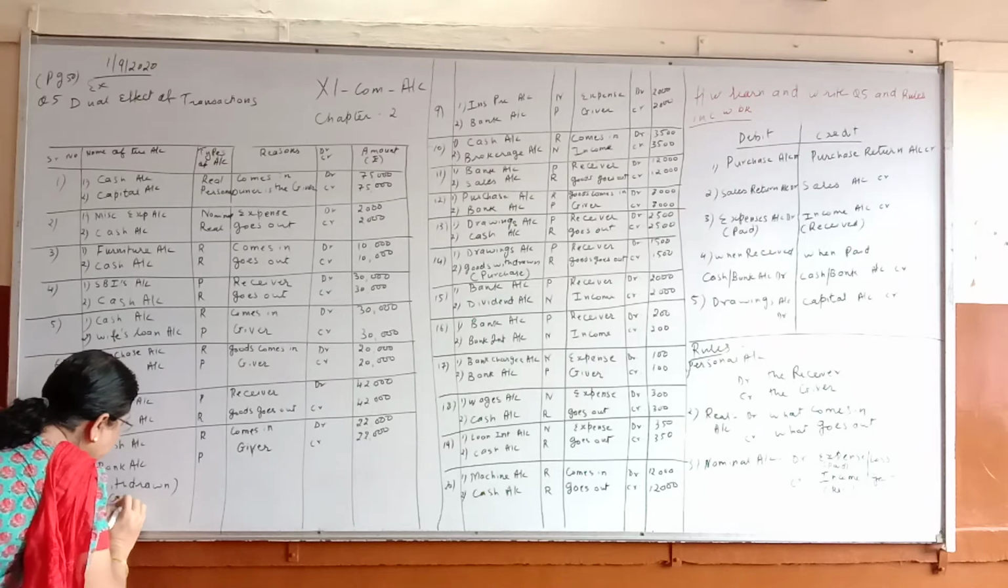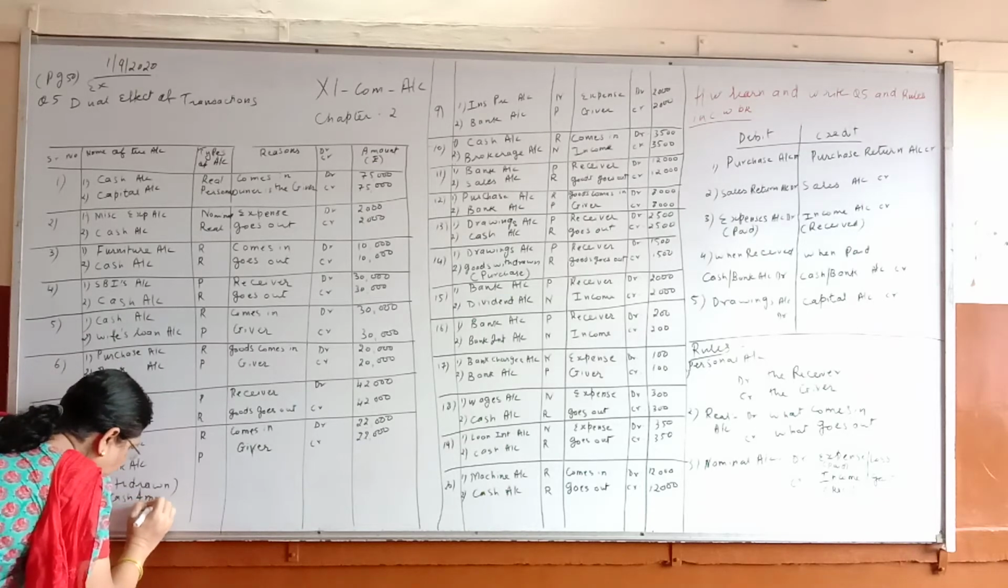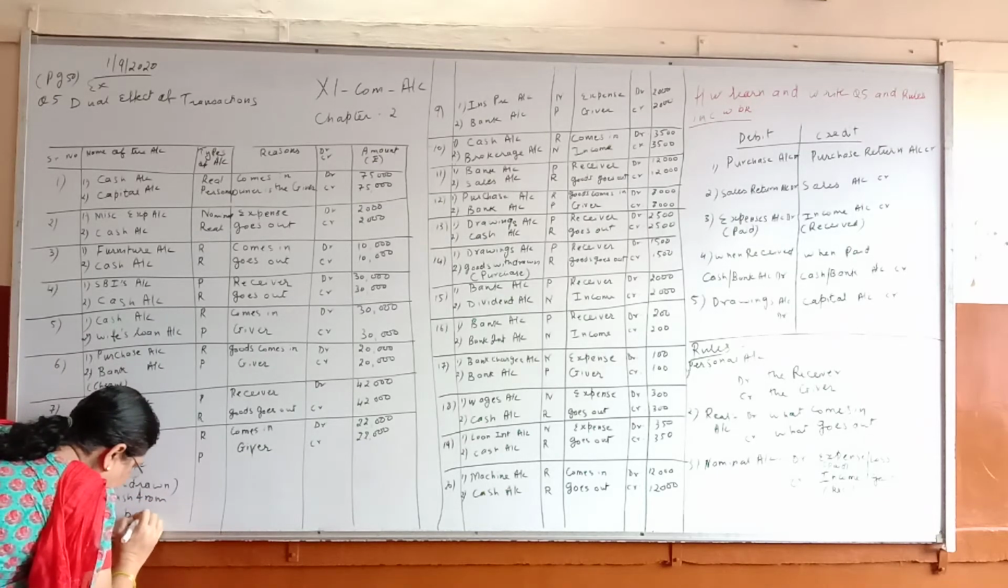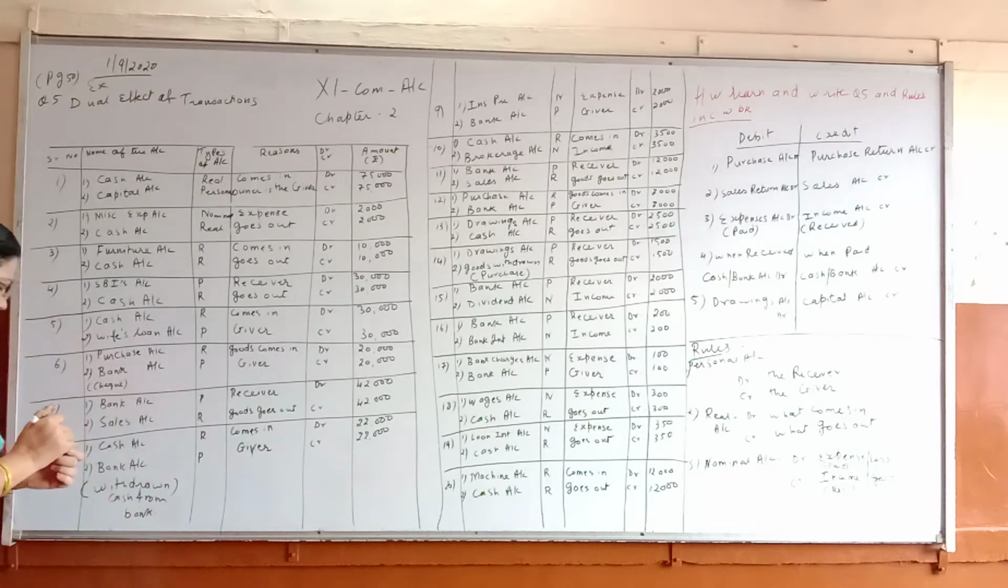Withdrawn cash from bank. We need cash, so we go in the bank and we will withdraw cash. So what is happening? Cash comes in. And who is the giver? Bank. Cash comes in when you withdraw, when you take from the bank.